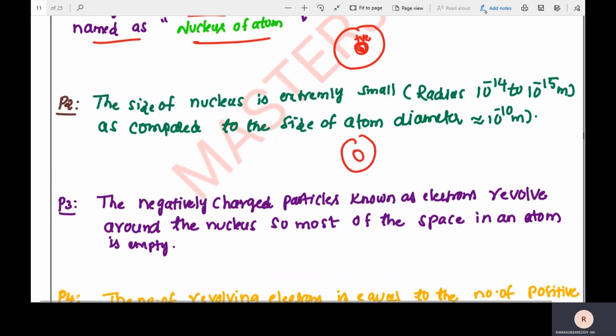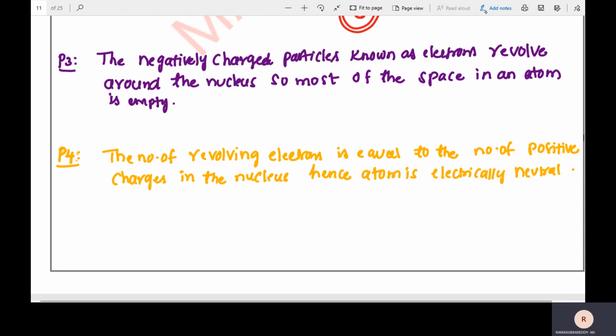This is extremely small, nearly 10 to the power of minus 14 to 10 to the power of minus 15 meter, as compared to the size of the atom. This is the whole atom, and this is the nucleus. The nucleus is very small compared to the atom. They gave the atom's diameter as 10 to the power of minus 10 meter. That is the second postulate.